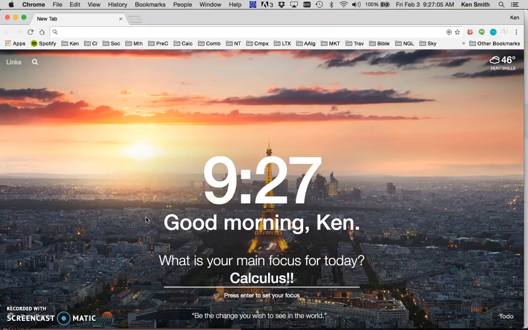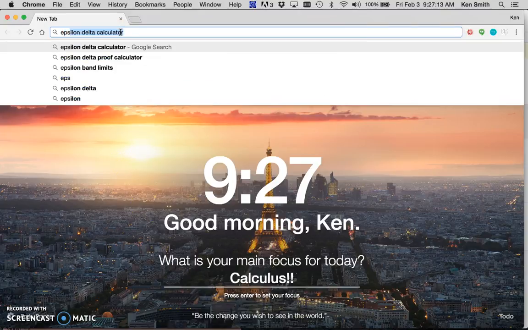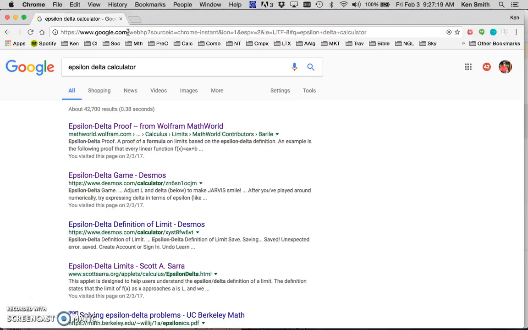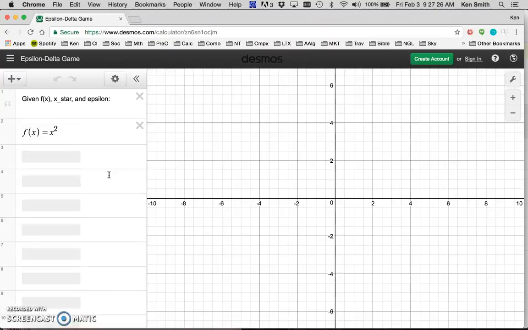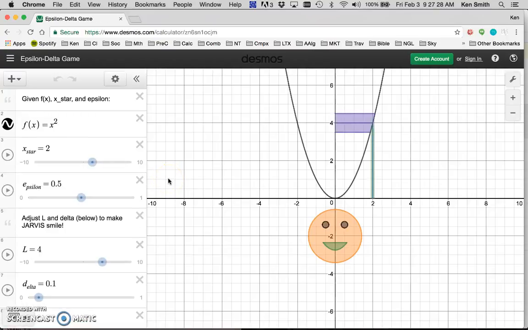It takes a little work to build up the understanding of the epsilon delta approach to limits. So let me see if I can show you a cute little web page that will give some intuition. If I Google epsilon delta calculator, I find this epsilon delta game by Desmos. And if I go to that, it will let me look at functions and play around with limits.